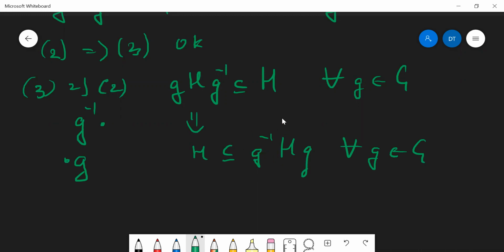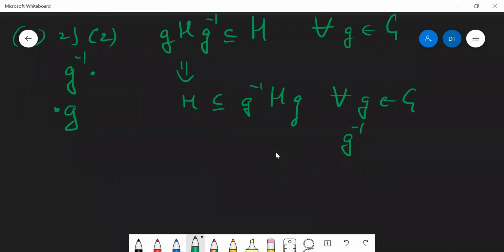Well, this is not exactly the opposite inclusion, because here you have G, and here you have G inverse, and here you have G inverse, and here you have G. But the crucial point is this. This holds for any G. So you may apply it for G inverse instead of G. Since it holds for any G, it also holds for G inverse.